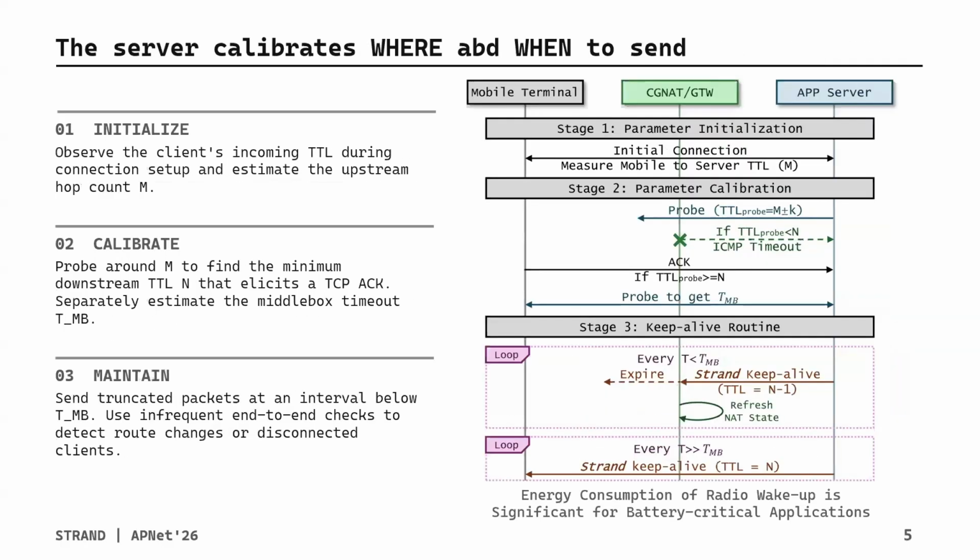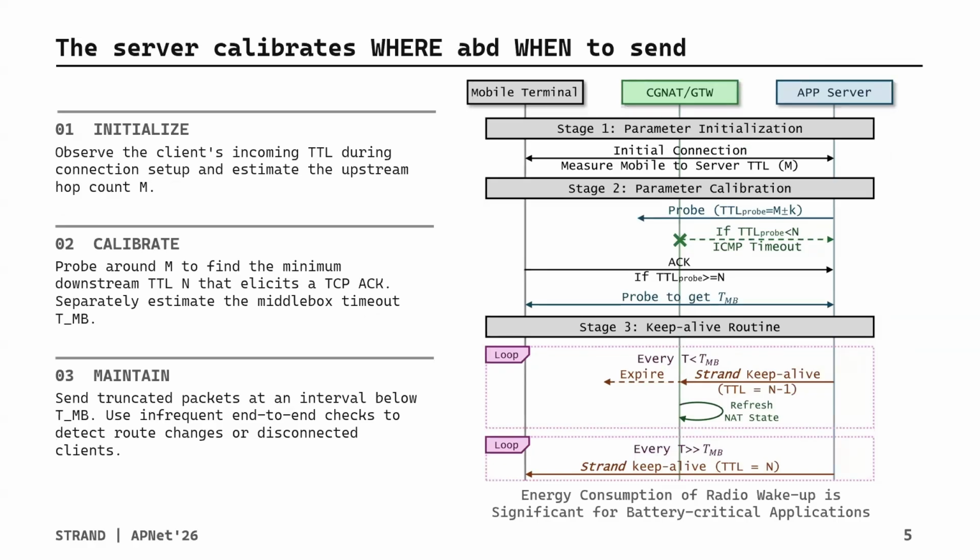Strand obtains these parameters in 3 stages. During connection setup, the server observes an incoming packet TTL. Operating systems usually choose from a small set of typical values, so the difference gives an upstream hop estimate M. Because routes can be asymmetric, M only serves as the starting point for the downstream search.